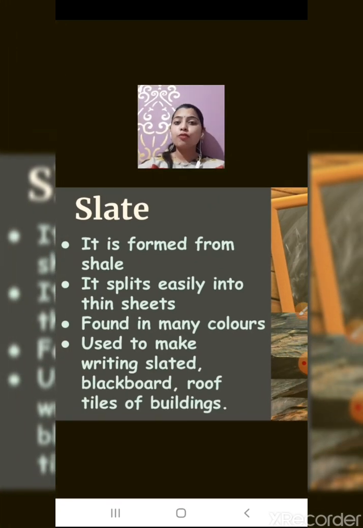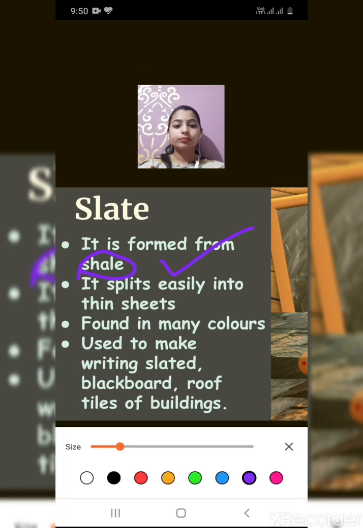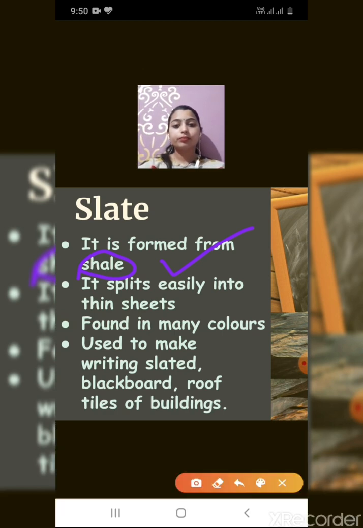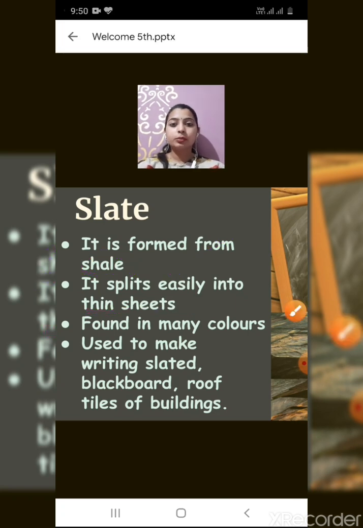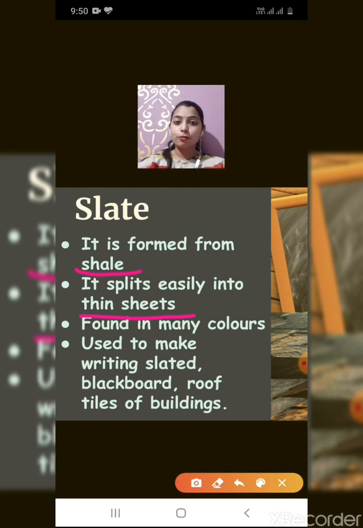Now slate, it is formed from shale. It splits easily into thin sheets. First of all, it is formed from shale. It splits easily into thin sheets. It is formed from shale and splits easily into thin sheets.